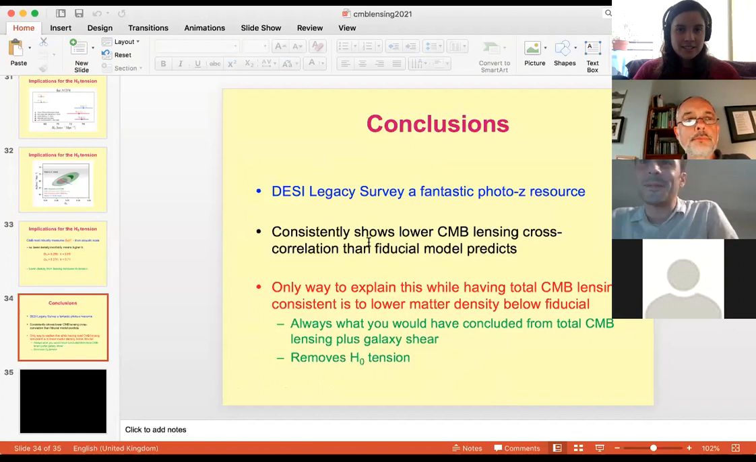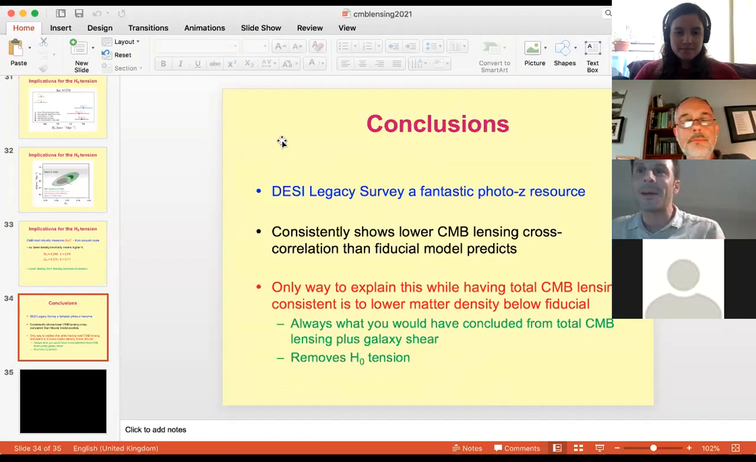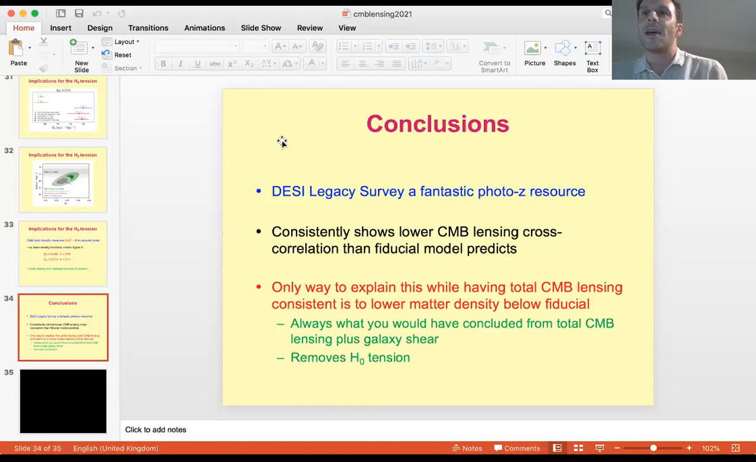So actually I have two questions. One is about the very last thing that you said, that if I understood correctly, you said that sigma 8 and H naught tension, according to your opinion, are two sides of the same problem. Is that right?